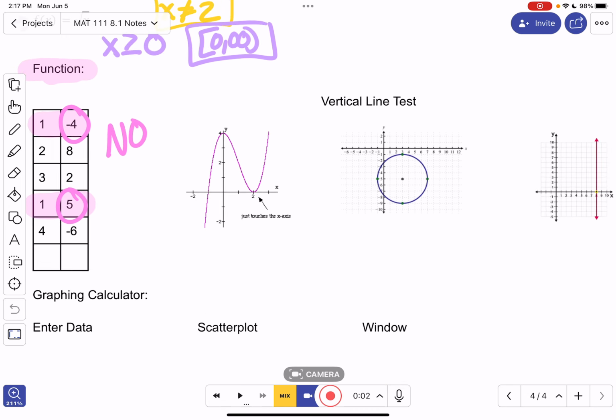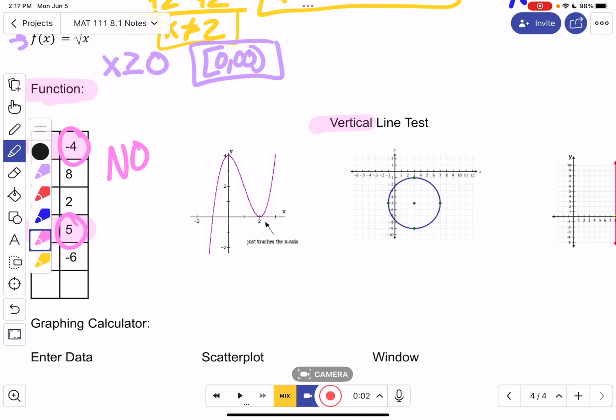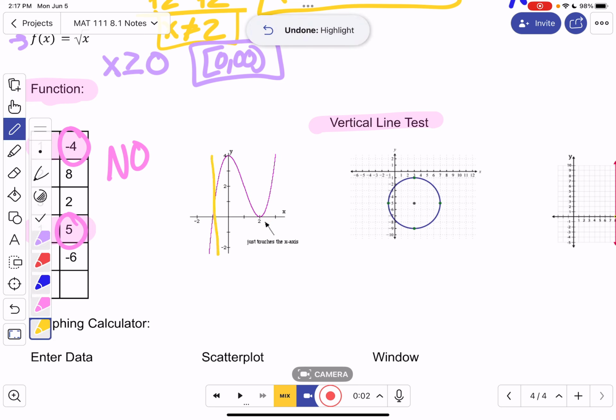Okay. With a graph, you can do a vertical line test. That means if you draw a vertical line anywhere on the graph, if you touch the curve more than once, it's not a function. So for this first one, the swirly one, there's no place I would touch that more than once if I drew a vertical line. If I drew a line here, I only touch it once. If I draw it here, I touch it once. Here, I touch it once. So this one is a function.